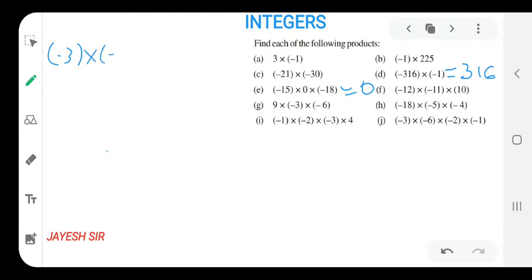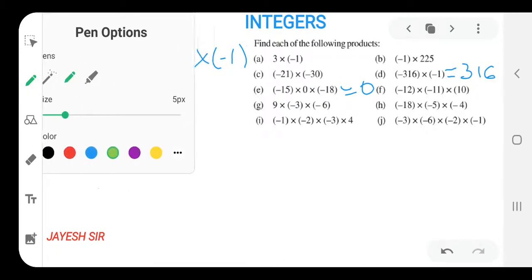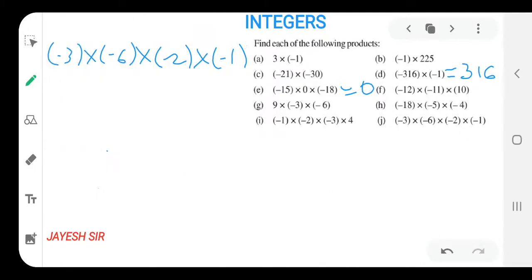Minus 3 into minus 6 into minus 2 into minus 1. Yes, friends. Now also if we multiply, we can do it in 2 or 3 ways. So let's see which way is preferable for us. First, what we can do: minus 2 into 1, that should be plus 2. This could be our first step. If you are not doing this step, first we'll complete this method, then we'll move to the second method also.